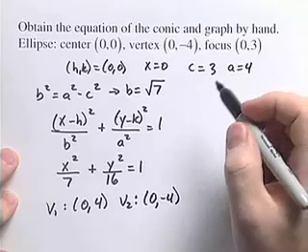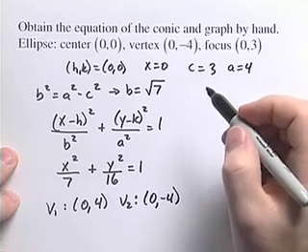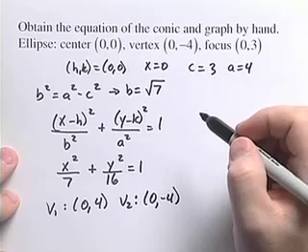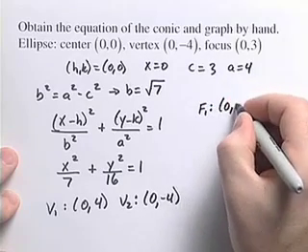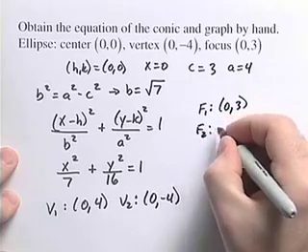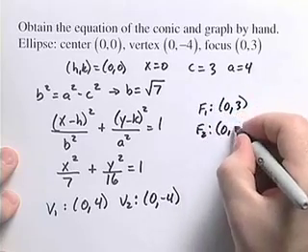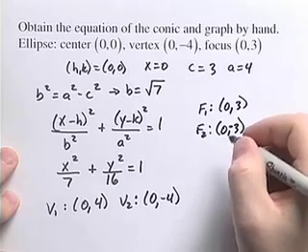Since c is equal to 3 and the major axis is the y-axis, the foci are going to be 3 units above and below the center. It gives us one focus at the point (0, 3), 3 units above, and our second focus is going to be at the point (0, -3). That's 3 units below the center.